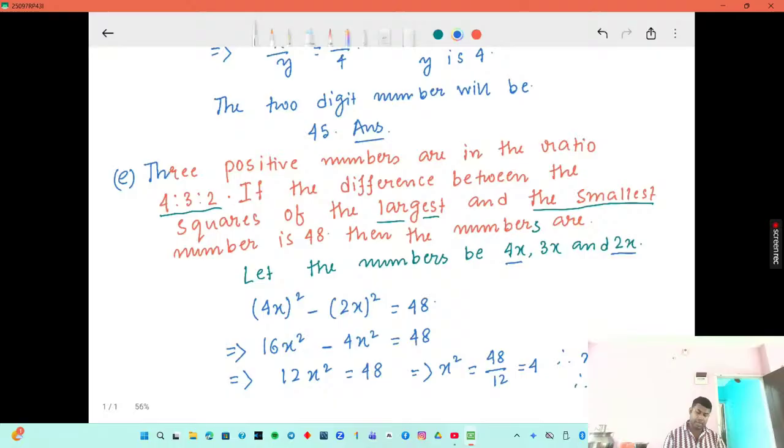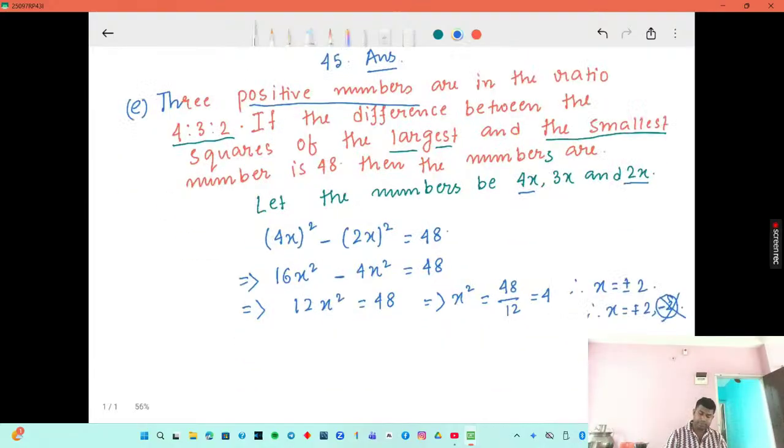So now here it is given that these three numbers are positive numbers. So we will just take the positive value of x, means we will just take the value plus 2 and we will ignore minus 2. Minus 2 is ignored. It will not be taken because the value of x is positive and the three numbers which will come are also positive.